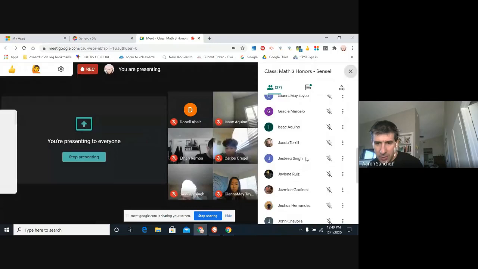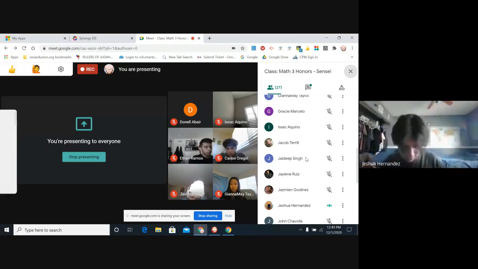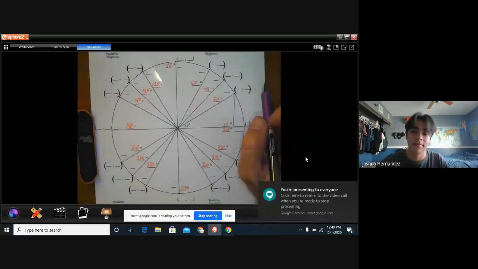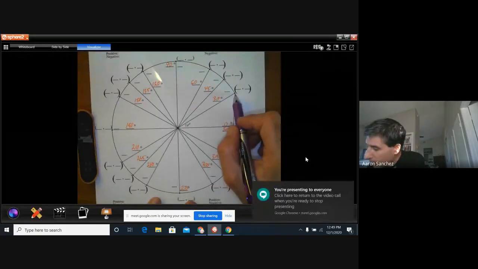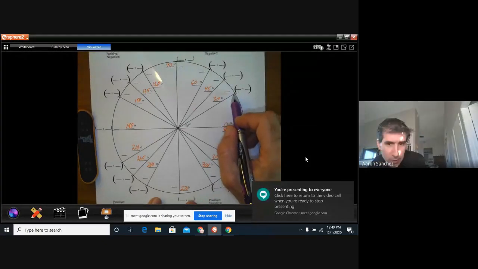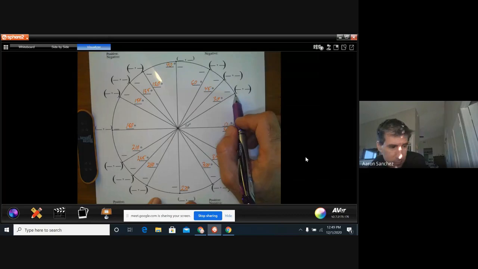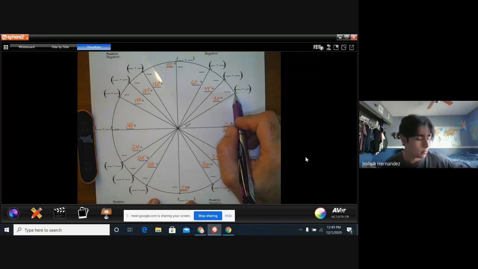Let's go with Joshua. What do you think it would be? My x and y coordinate for this point right here. Tough question. Hard question. What would my x, y coordinate be for this point right here? I need help understanding.